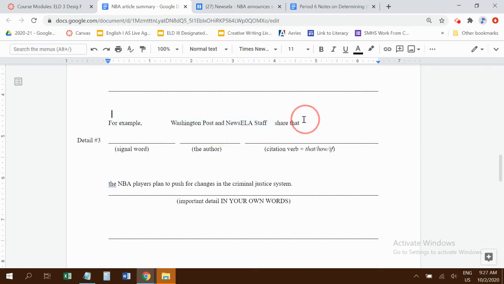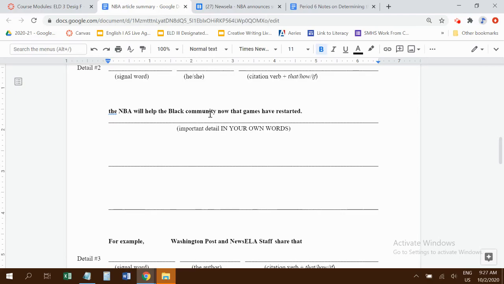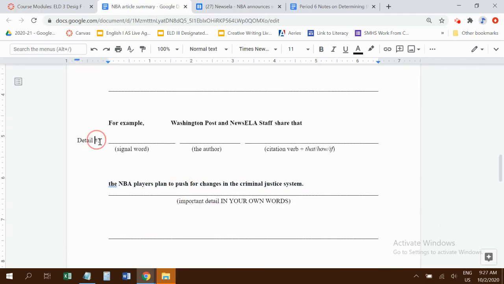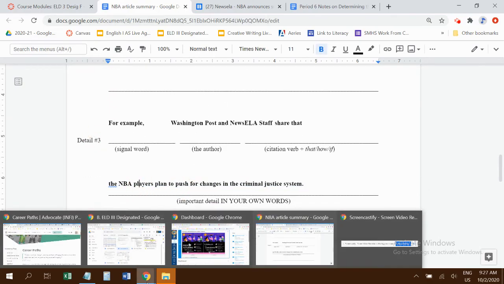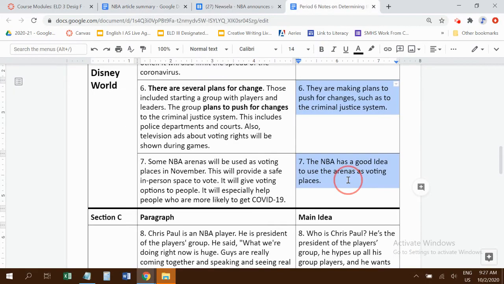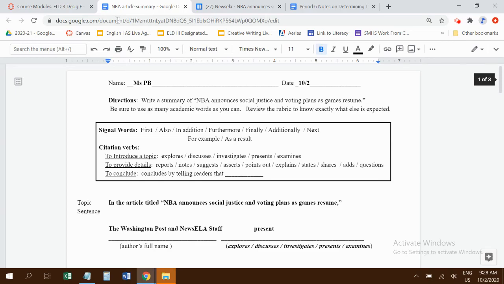And there's my detail. So because I already know that there are plans, this gives me one more detail about exactly what those plans are. Now, I think I should include one more detail because this is also important. So I'm going to use this signal word in addition, and I'm going to use ads.